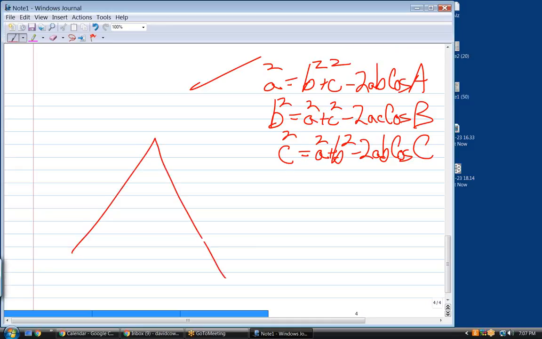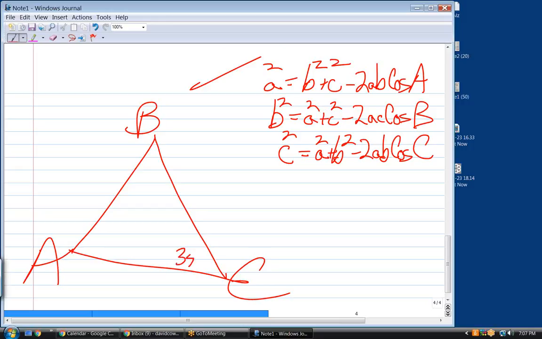In other words, if I have a triangle ABC, maybe they gave us this angle here and these two sides. Can't use the law of sines on it, but I can use the law of cosines, and I would use that one right there because that's little c. Okay, notice how it would unfold. Let's solve for c here.